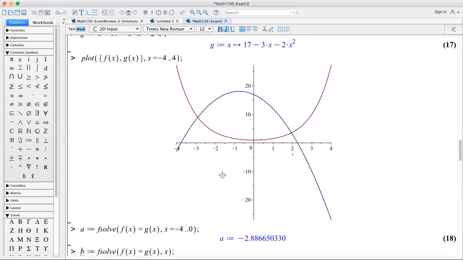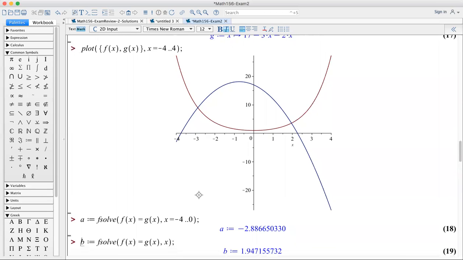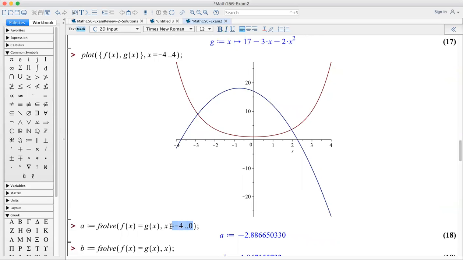Where do the points intersect? Where f of x equals g of x. Now, here's a very important point. If I just write, solve the equation f of x equals g of x, it gives us this 1 point around 1.9. But you can see from the graph, there's another point of intersection. And how do we get Maple to give us that?